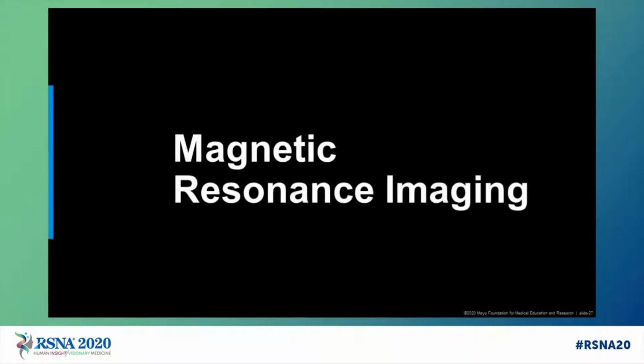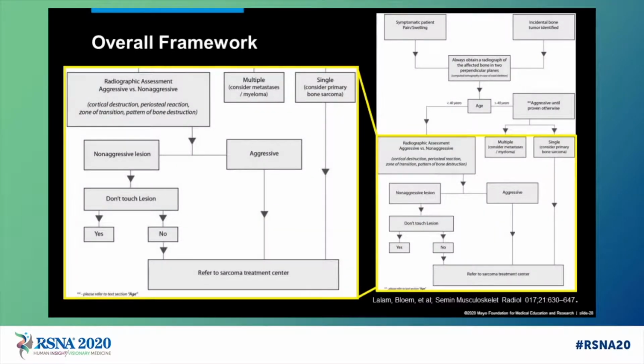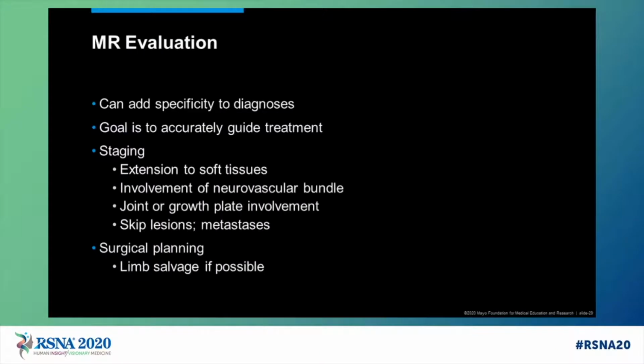Now let's move on to magnetic resonance. In our overall framework, once we reach this referral to sarcoma treatment center, we really want to begin staging this lesion, an area where MRI plays a role. It can also add some specificity to our diagnosis. Remember though, our goal is to accurately guide treatment, and this staging is part of guiding treatment, identifying the extension into other vital structures, to help with surgical planning to allow for limb salvage, if at all possible.